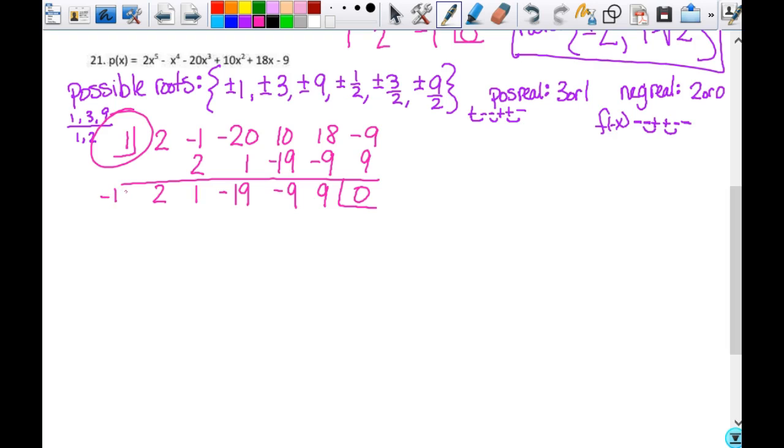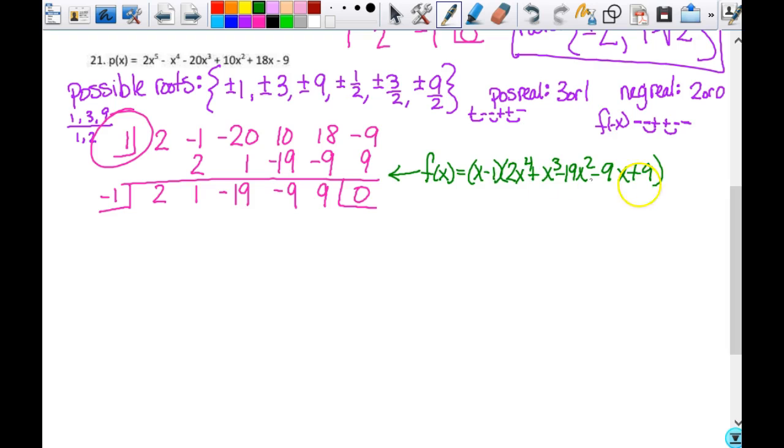So now I'm going to try, I've tried a positive one, now I'm going to try a negative one, but I'm trying it with the depressed polynomial. The reason I get to continue with this is because this is 0. At this point here, what I have figured out so far is that f of x is equal to x minus 1 times, and then using these, I've got 2x to the 4th plus x cubed minus 19x squared minus 9x plus 9. So again, you do not have to write that out because we're going to have to keep doing that a few times. But that's where I am right now.